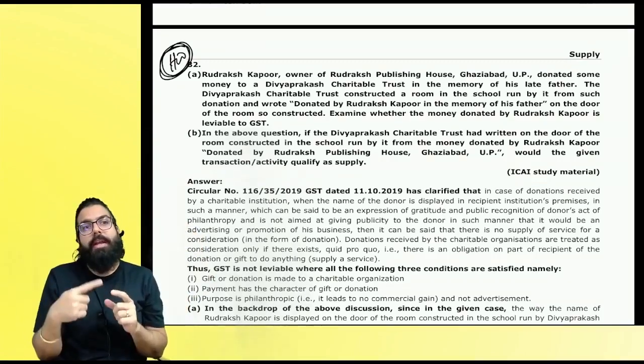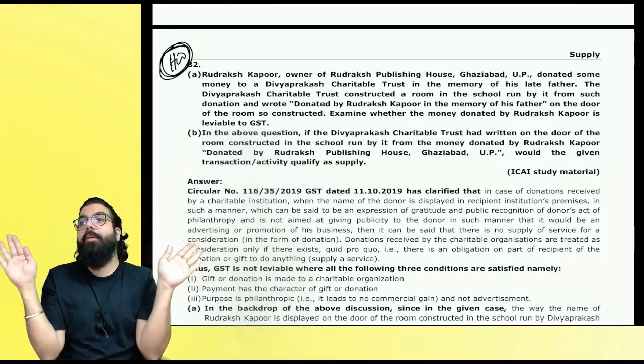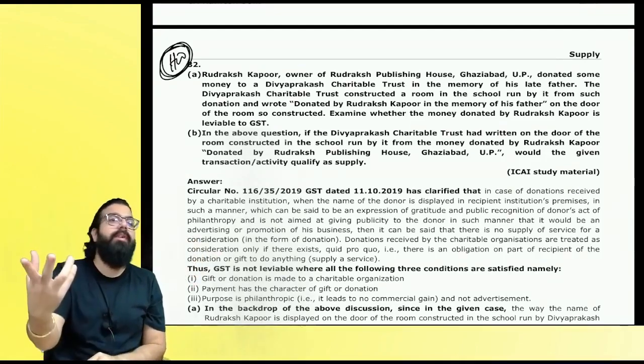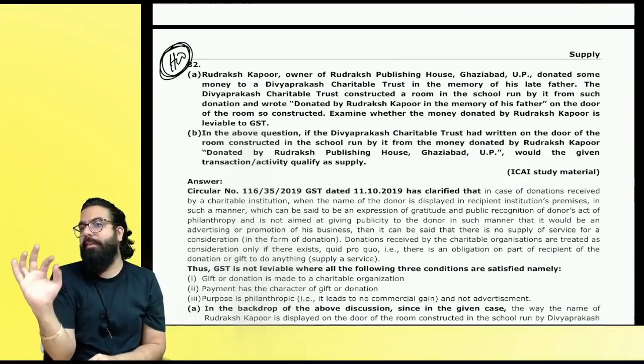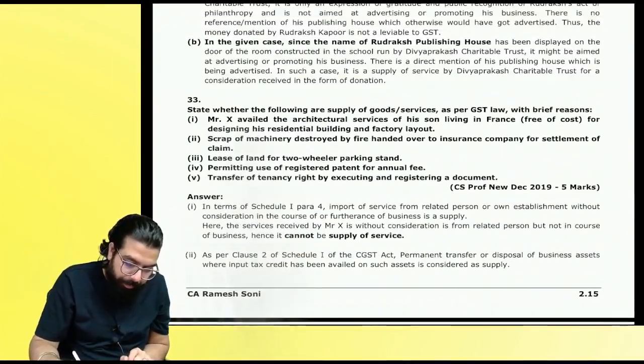But if you donated the money and I did not advertise your business, if it is philanthropic in nature and there is no supply of service given, then will GST be levied? No. That's all for question number 32. Please do it at home.